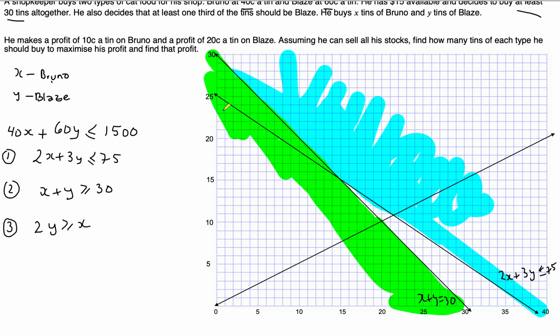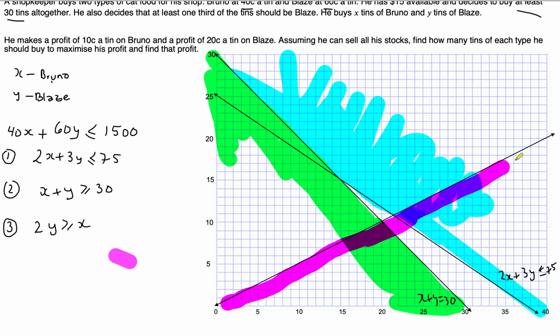And then the last part is to look at the 2y greater than or equal to x. Again, I can substitute some values from here and from here and see which one satisfies the inequality. And you're going to realize that anything below the line does not satisfy the inequality. So anything below this line does not satisfy.